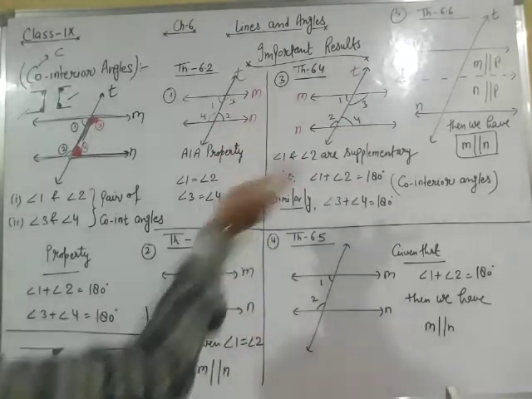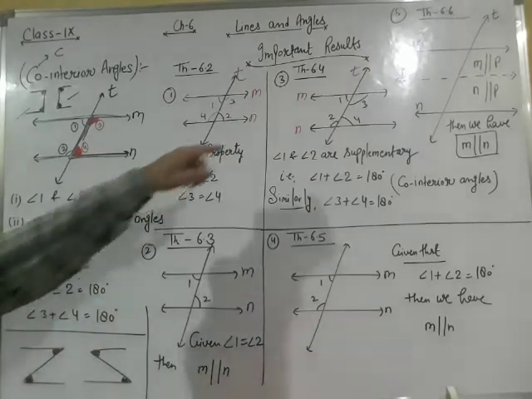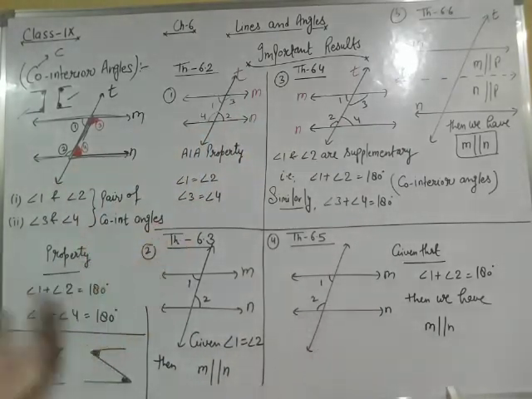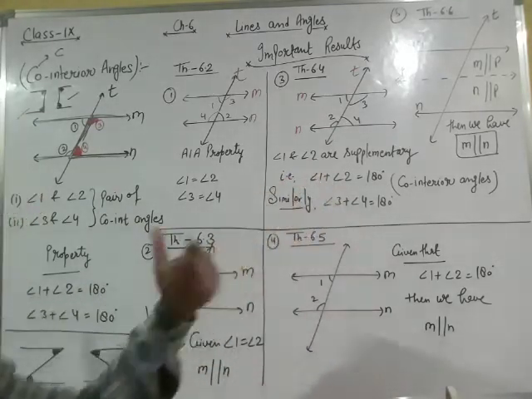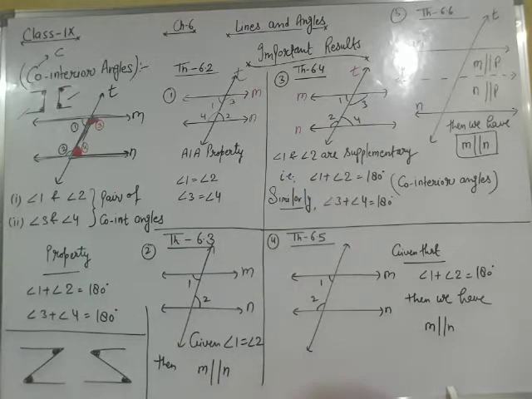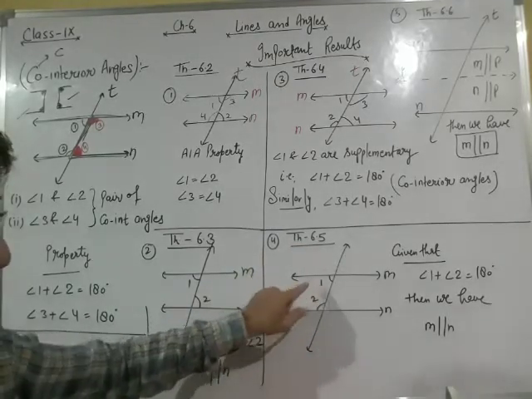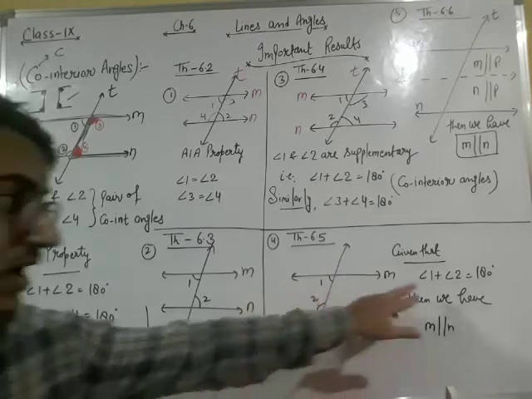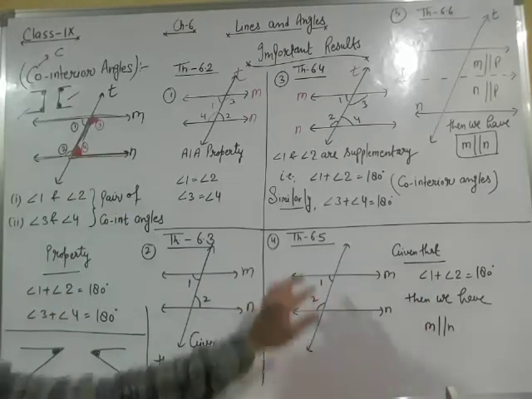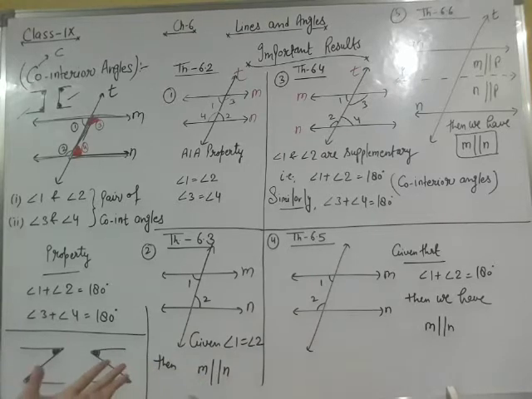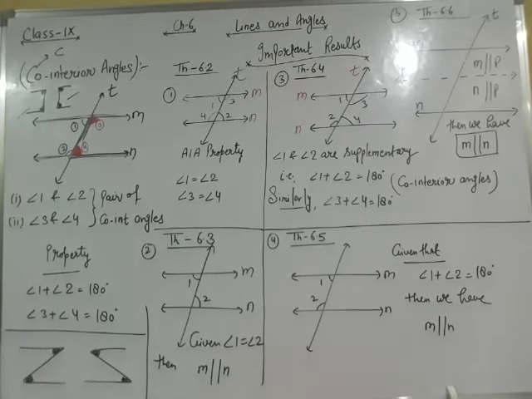This is the converse of theorem 6.4. Here lines are parallel, therefore we can say the sum of the two co-interior angles will be supplementary. And according to theorem 6.5, if the two co-interior angles are supplementary, then we can say that the lines are parallel to each other, right? So theorem 6.5 is the converse of theorem 6.4, right? Or we can say theorem 6.4 is the converse of theorem 6.5.